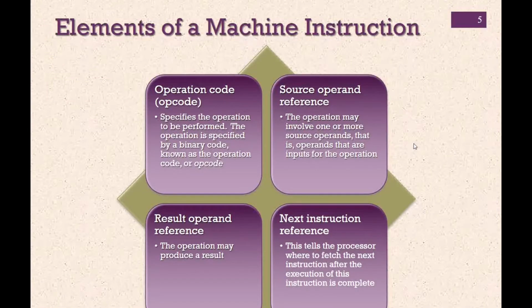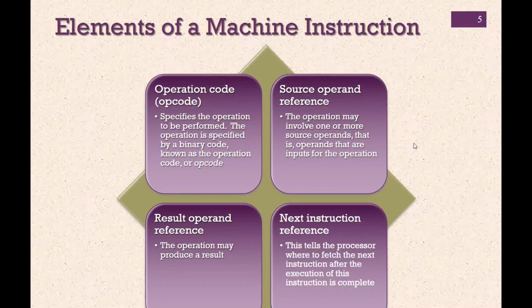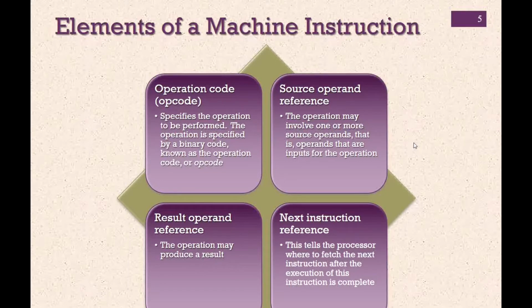The elements of machine instructions are, first, the opcode, which means operation code. The opcode specifies the operation to be performed, specified by a binary code known as the operation code or opcode. The second is the source operand reference: the operation may involve one or more source operands, which are inputs for the operation.